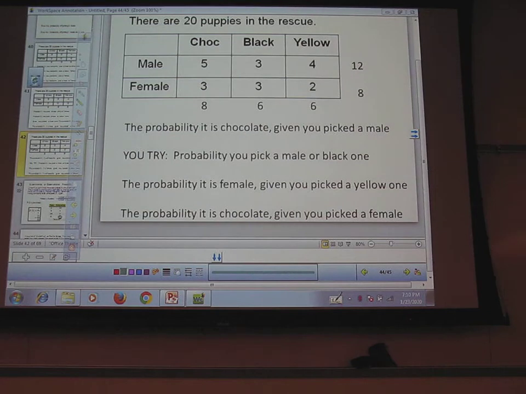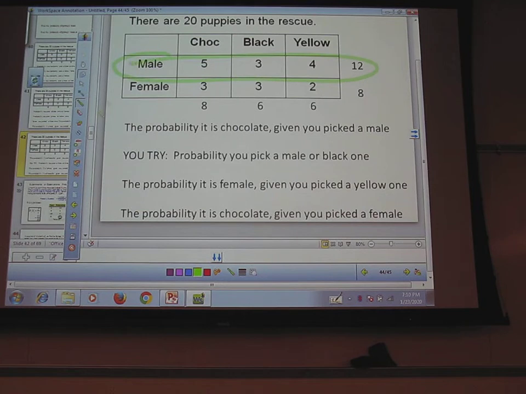Okay, let's go ahead and take a look at these. So the first one, the probability is chocolate given you pick the male. Oh sorry, I did that one already, didn't I? I didn't. Given you pick the male, that means you know it's one of these 12. It's not a female. So what's the probability that it's chocolate? 5 out of 12. Everybody with me on that part?